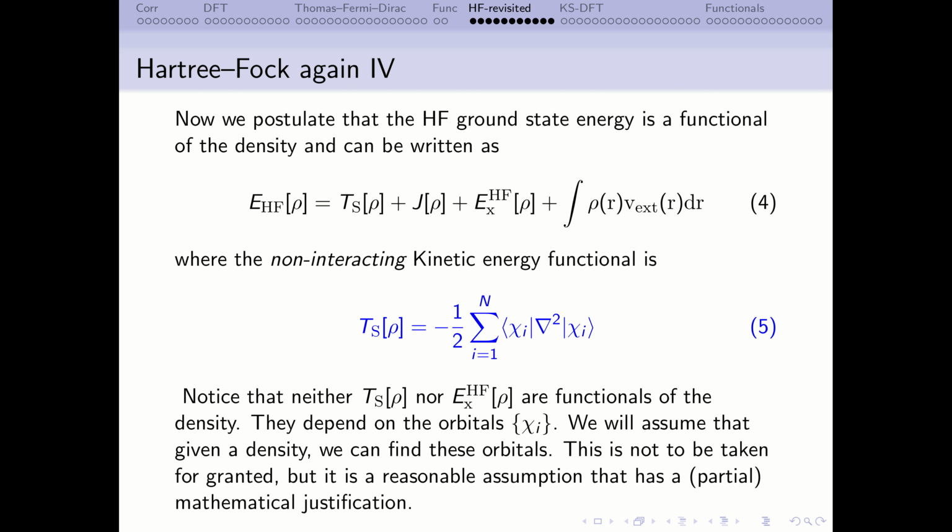Right, now what I want to postulate, and then we will show, is that we can write the Hartree-Fock ground state energy as a functional of the density as follows. We can write the Hartree-Fock energy as a functional of rho, and this functional is defined to have a kinetic energy part Ts, a Coulomb part J, an exchange part Ex Hartree-Fock, and then the external potential, that is the electron-nuclear potential, contributes to the energy in this form: the integral of rho times the external potential integrated over all space.